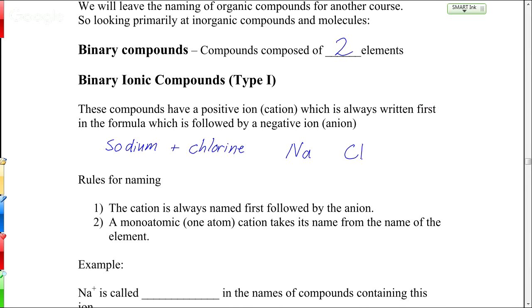and Cl. So first we have to decide which one's going to be the positive ion and which one's going to be the negative ion. What do you think? Probably know this one, right? Sodium's the positive ion, but why? How could you figure that out if you didn't know it?